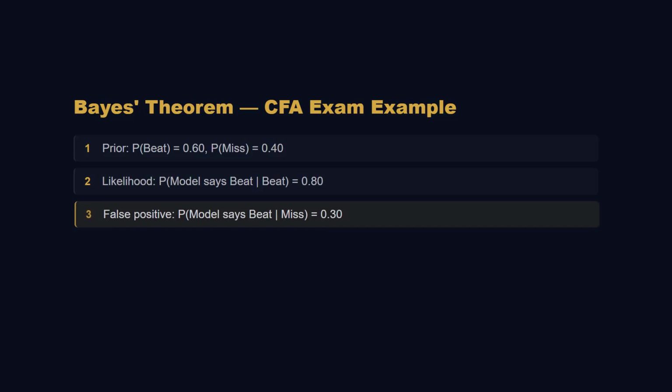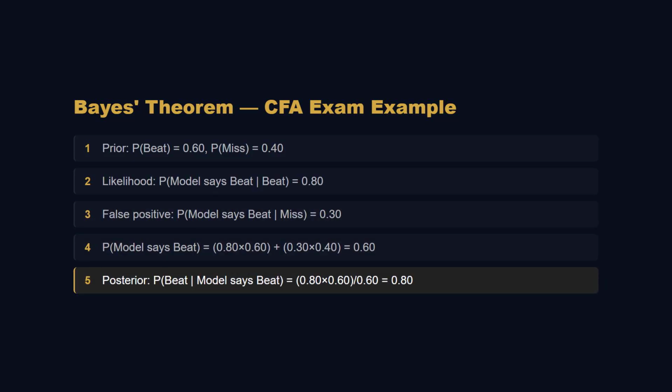Here is the classic CFA exam Bayes question. A company's earnings can either beat estimates or miss estimates. The prior probability of beating estimates is 60%. An analyst's model predicts a beat. When the company actually beats, the model correctly predicts a beat 80% of the time. When the company actually misses, the model incorrectly predicts a beat 30% of the time. Given the model predicts a beat, what is the updated probability that the company actually beats?